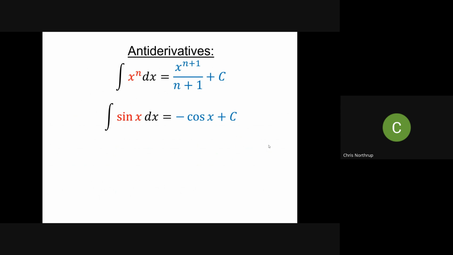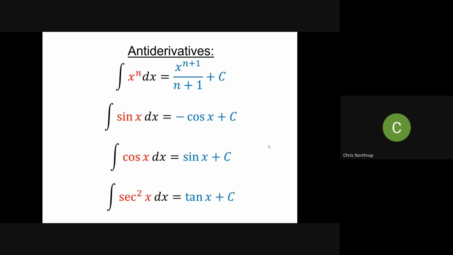You might be wondering, what's the deal with the negative? Well, again, you can always take the derivative to check your answer. The derivative of cosine is minus sine, so minus minus makes plus. I'm supposed to always end up with the integrand, the thing on the inside of my integral, when I'm checking my answer. You could probably guess what the integral of cosine x dx is going to be. That's going to be sine of x plus c. You could take the derivative and check.